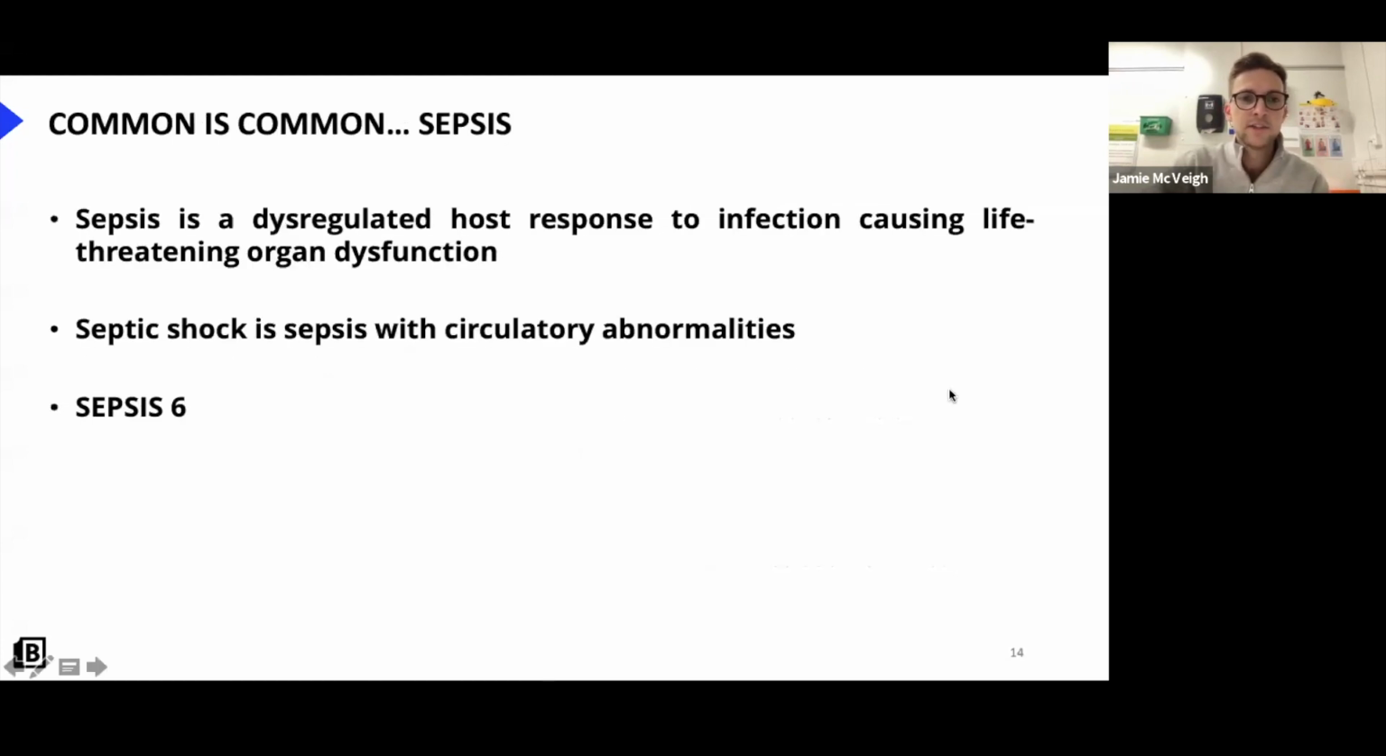All right, so here we go. Sepsis is your host response to an infection that becomes dysregulated and causes life-threatening organ dysfunction. It's not routine. It's a big cytokine storm, and that's what is dangerous, and that's what kills people. Shock is where you get circulatory abnormalities, as in this patient who is hypotensive. And Sepsis 6. So I'll answer your question in a minute. Very good question.